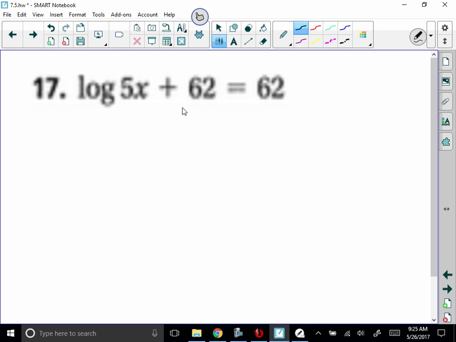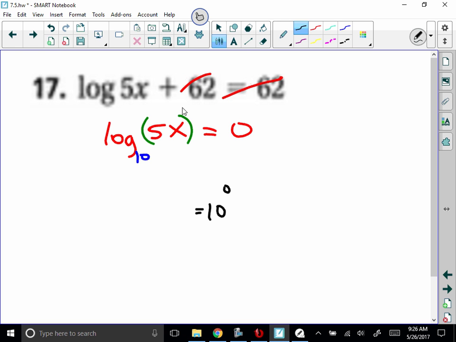Well, yeah, it's log of 5x equals 0 because these cancel. So the log of 5x equals 0. And some people jump to conclusions and say, well, it's no solution. Well, don't jump to that conclusion just yet. Our base is 10, right? So 10 to the 0 is equal to 5x.